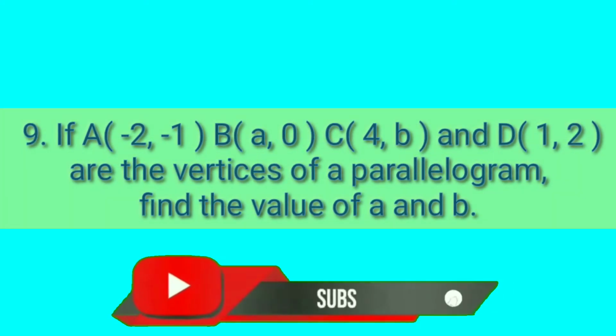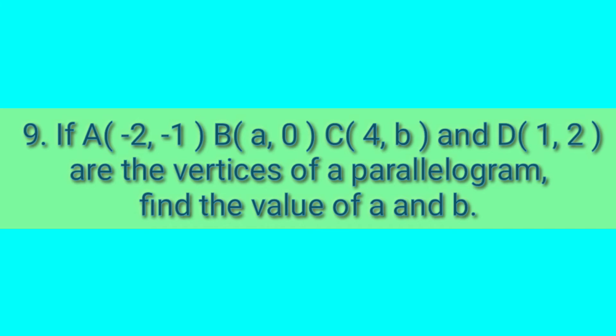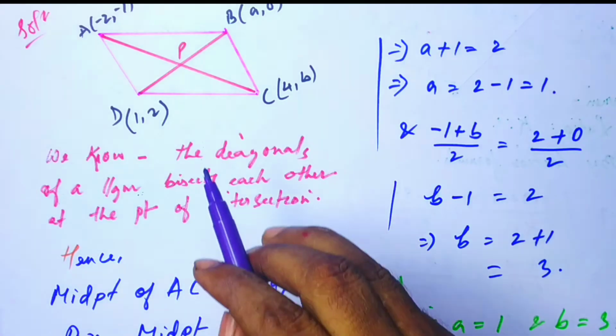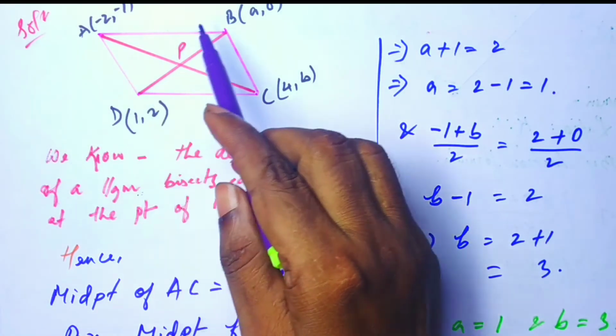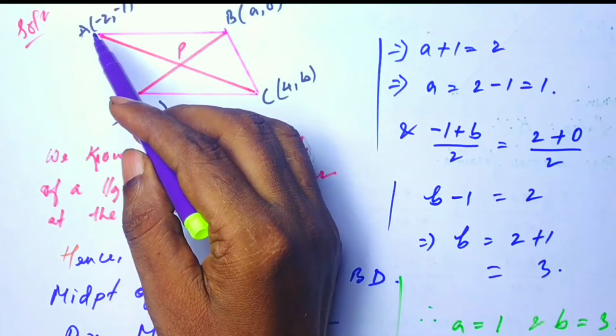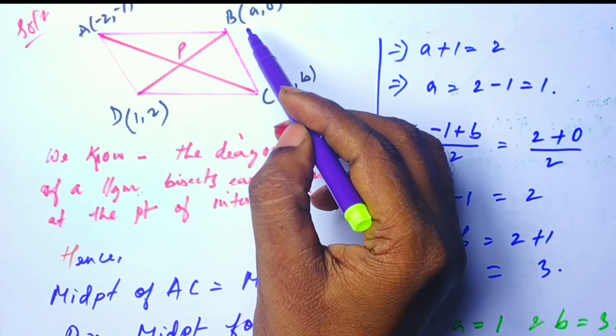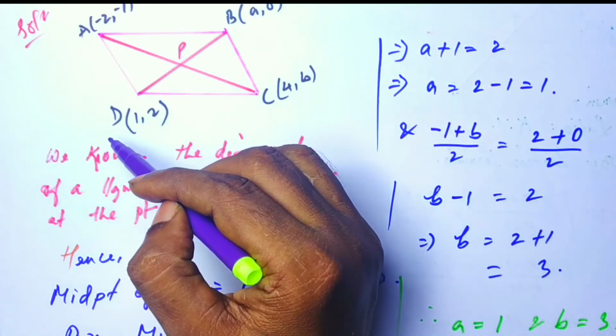Here we have a question. If A(minus 2, minus 1), B(a, 0), C(4, b) and D(1, 2) are the vertices of a parallelogram, find the value of a and b. So let us solve it. Here we draw the parallelogram ABCD, with the points A(minus 2, minus 1), B(a, 0), C(4, b), D(1, 2).